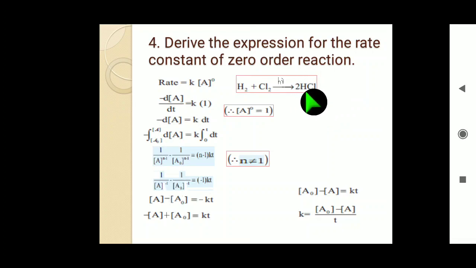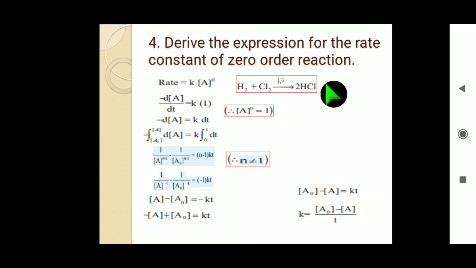the product depends only on the light, it does not depend on the reactants hydrogen and chlorine, only on the light. So without light we are unable to get the product. So that's why it is considered a zero order reaction.